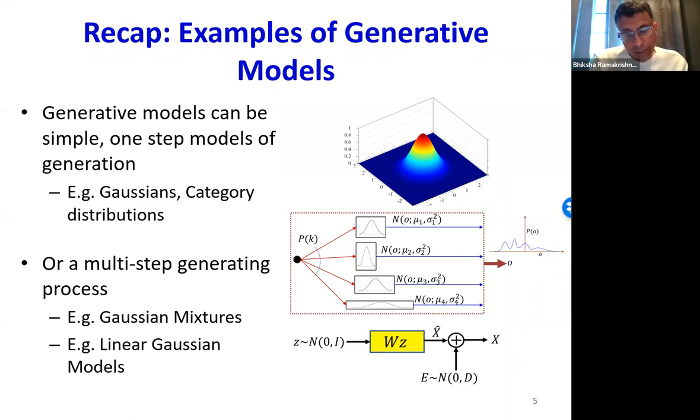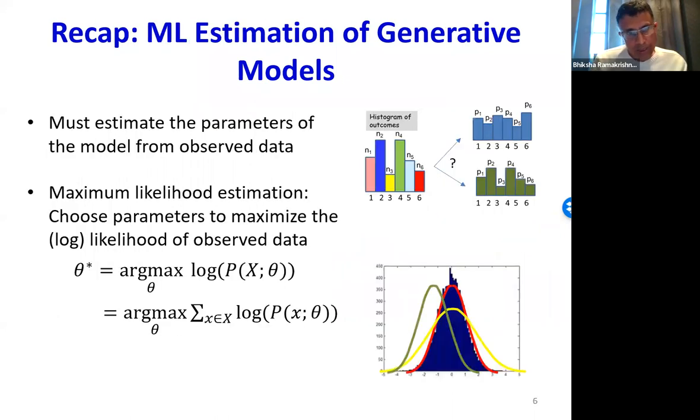There's also another kind of multi-step generating process that we didn't get to in the last class. That's the linear Gaussian model, where, for instance, you might draw a sample from a standard Gaussian, put it through some kind of a transform, and then add data from another Gaussian to it to generate the final sample. In all of these cases, these are generative models for distributions.